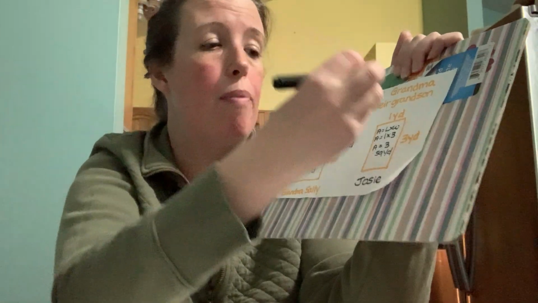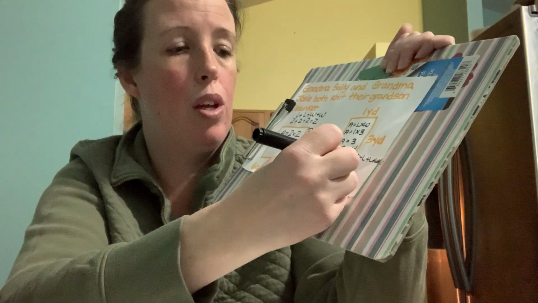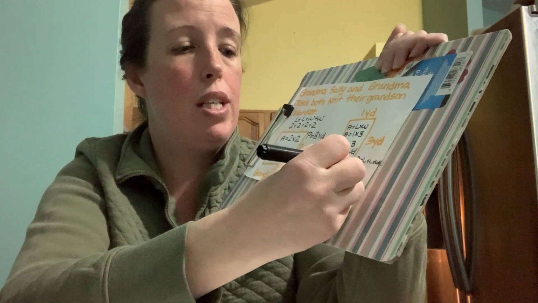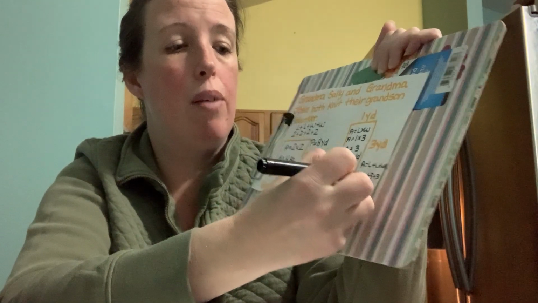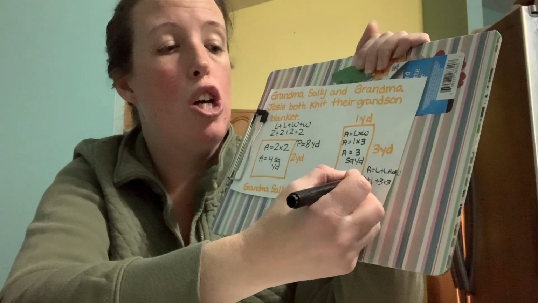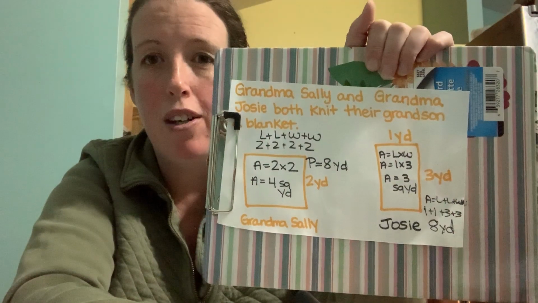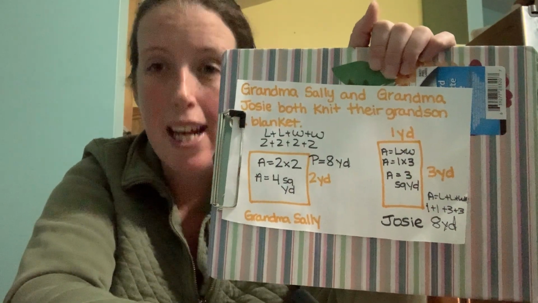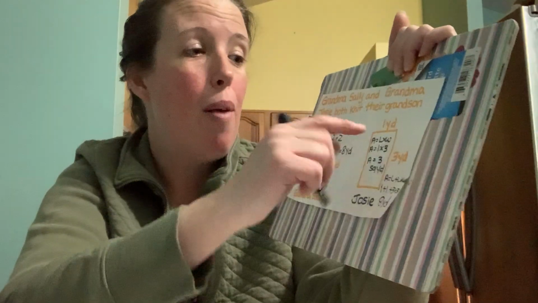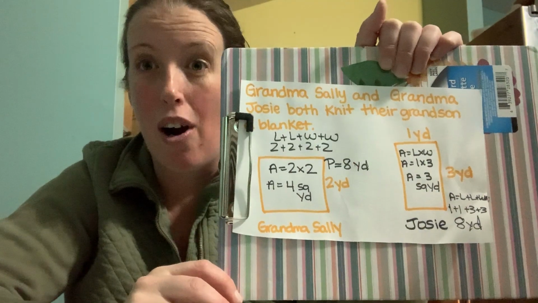Now for Grandma Josie, I have length plus length plus width plus width. So it's going to be 1 plus 1 plus 3 plus 3. Well, 1 plus 1 is 2. 3 plus 3 is 6. 2 plus 6 is 8. Aha! Trick question. They will need the same amount of border because both perimeters equal 8 yards.